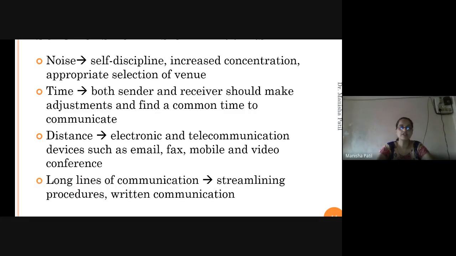Then long lines of communication. Solution to it is streamlining procedures, written communication. You can write email, you can write letters. And the last one is environmental stress. You can reduce environmental stress by suitable arrangements.